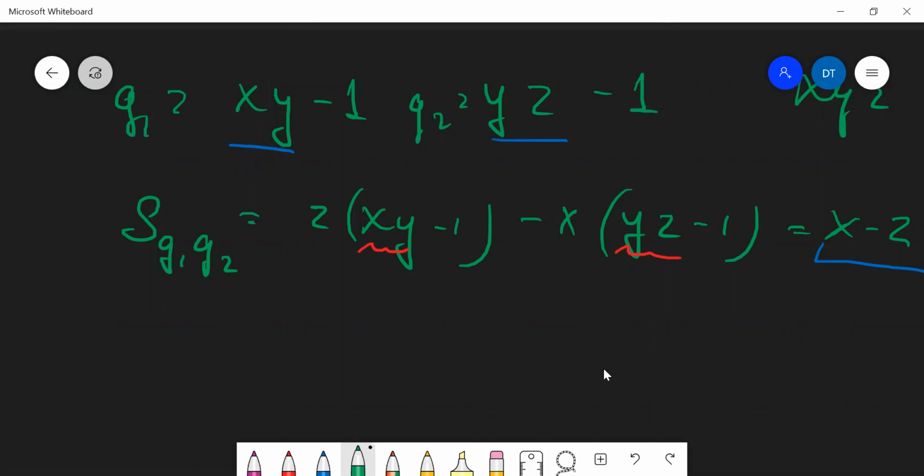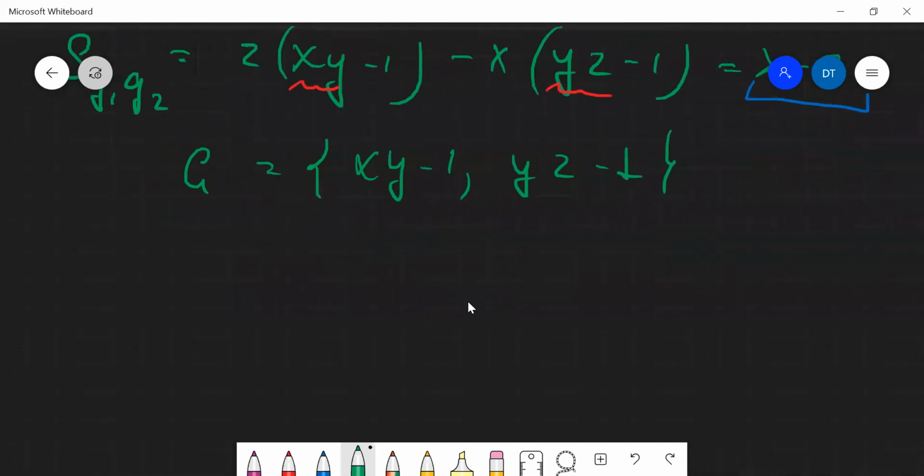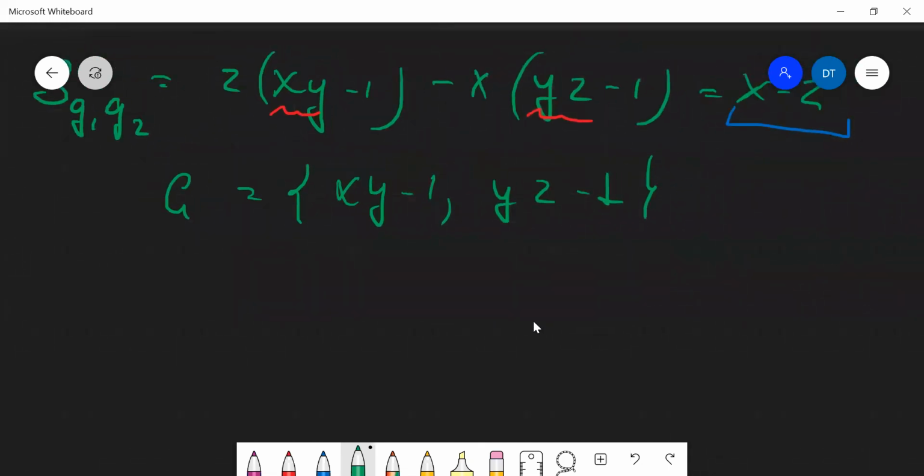Now let's try to compute the Grobner basis containing these elements. Let me recall that we have this set: xy minus one, yz minus one. How does the Buchberger algorithm work? You take all possible S polynomials. Here we just have one S polynomial, x minus z, and we try to reduce it with respect to G. It will be x minus z because it's not reducible. Now, it's not zero.